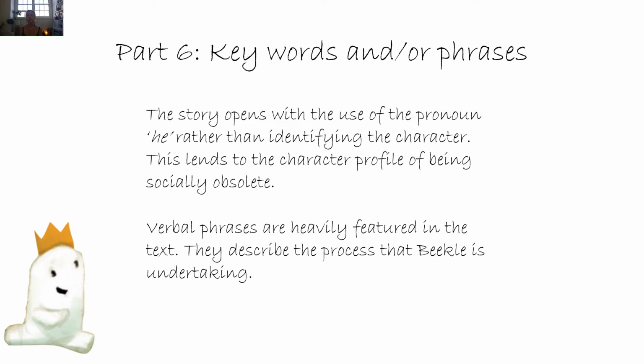Additionally, the story uses primarily verbal phrases as it tells the audience of the processes that Beekle is undertaking. For instance, no kids were eating, no one stopped to hear the music. The effect for the reader is the ease of following the movement of Beekle throughout his quest. It involves the reader in their journey. Can you see any others in the text?